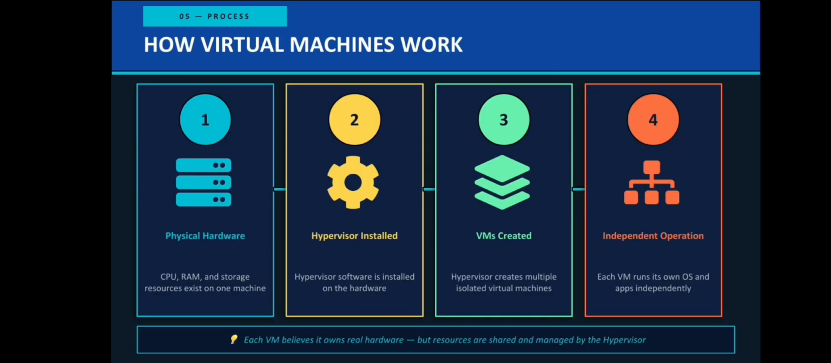Then next, how virtual machines work. The virtual machines work in four steps: physical hardware executes CPU, RAM, storage. Next, hypervisor is installed. Multiple VMs are created. Each VM runs its own OS independently. Important point: each VM thinks it owns the hardware, but actually resources are shared.